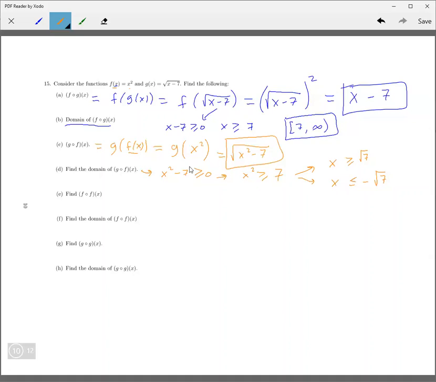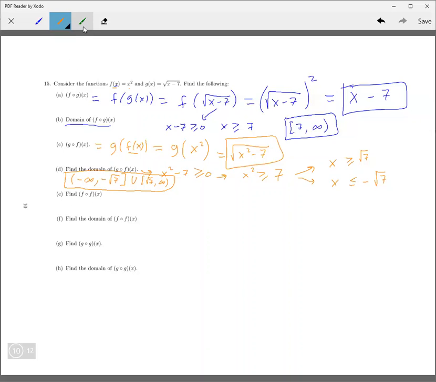So things here and here are going to work, and so the domain is going to be negative infinity to negative the square root of 7, including that one, union from the square root of 7 to infinity. Okay, so that's going to be the domain right there.